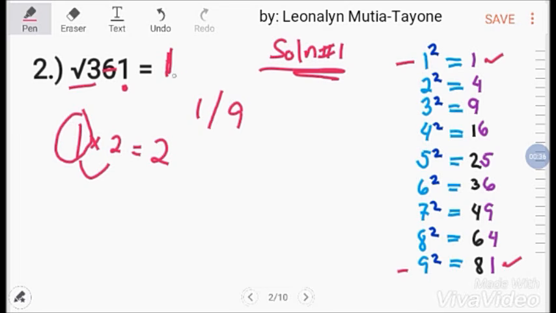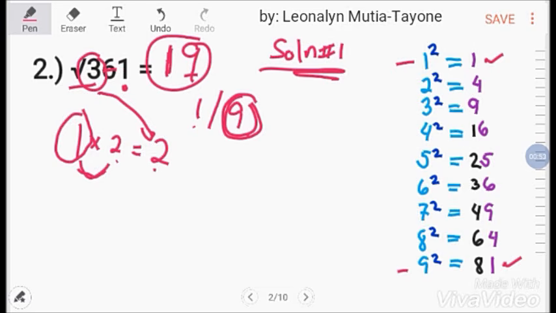So, pipili ka na lang ng i-partner mo sa 1. It's either 1 or 9. 1, i-multiply mo sa next number, which is 2. 3 is greater than 2. So, greater. Ito yung piliin mo, si 9. So, the answer is 19.